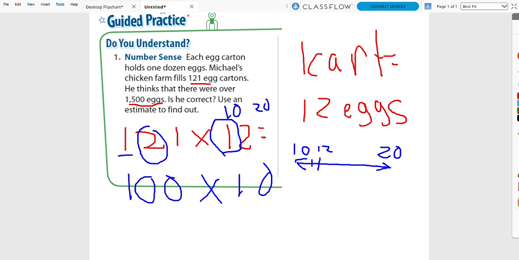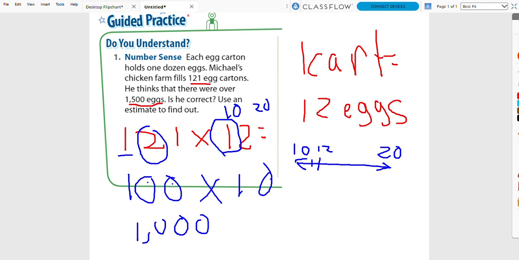100 times 10. That's pretty self-explanatory. I think all of you guys could count 10 hundreds. 100, 200, 300, 400, 500, 600, 700, 800, 900, 1,000. Or you can do your extended facts. 1 times 1 is 1. Add your zeros. 1, 2, 3. 3 zeros.